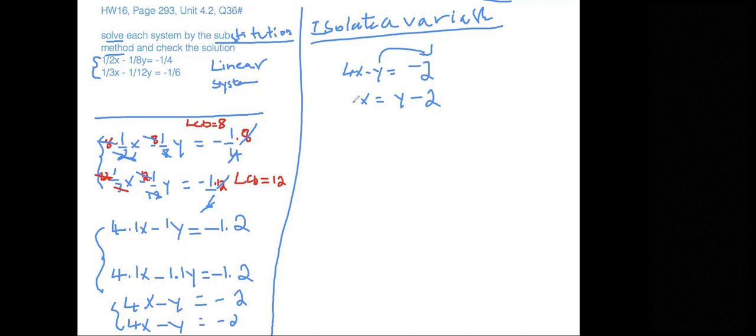Now we want to isolate the x here. We have 4x. You want to get the x by itself. So what do you do to get the x by itself? You gotta divide, or you gotta put the 4 to the right side. So I'm going to divide the entire thing by 4. So these two cancel. x equals y over 4 minus 2 over 4, which is negative 1/2.